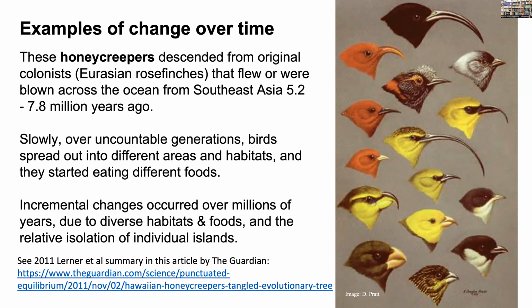These are honey creepers, and they descended from original colonists. We know through genetic work, largely done by researchers at the Smithsonian, that they descended from original colonists that were highly likely to be rose finches. They flew or were blown off course across from Southeast Asia between 5.2 and 7.8 million years ago.